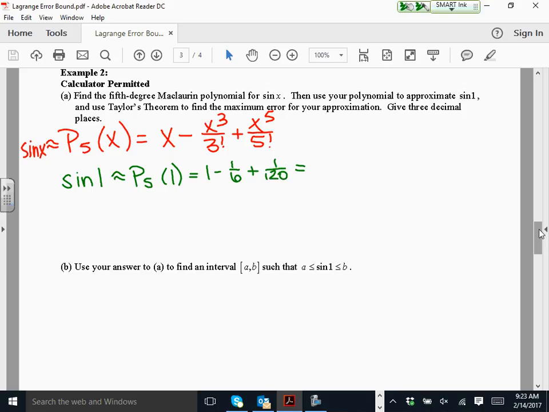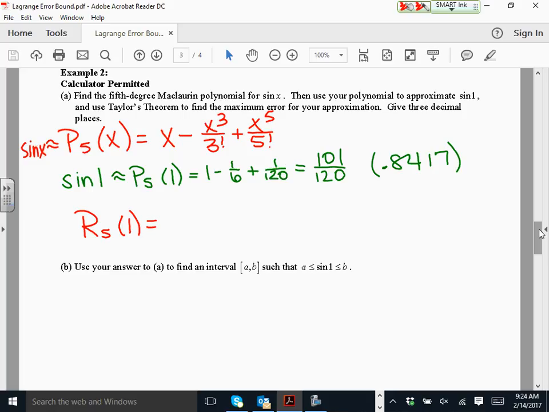What is that? 101 over 120, and what did you say? 0.8417. Okay. That is approximately the sine of 1. Now, we have some error attached to that, though. So let's talk about our remainder.